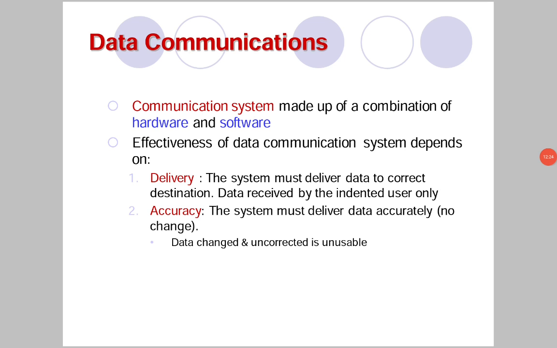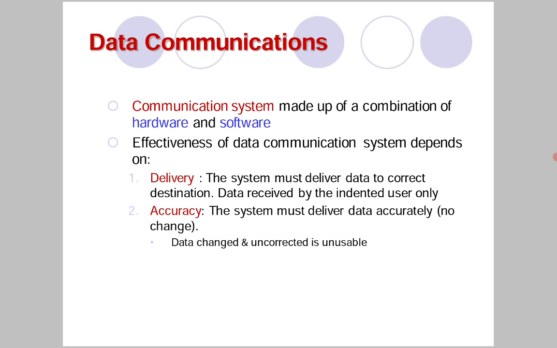Generally the delivery concerns the destination, the sender and the receiver. Two terms are used: sending station and receiving station. The sending station sends some data or information, and the receiving station, receiving node or receiving computer receives the data or information through some physical media. That is the basic working of data communication. So the system must deliver data to the correct destination, to the exact intended user.